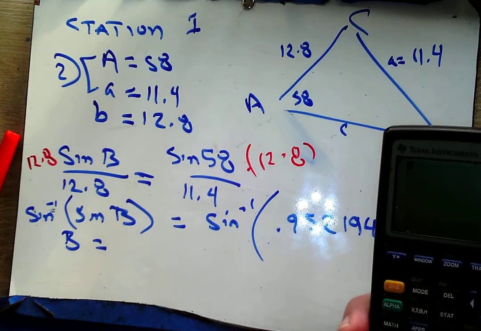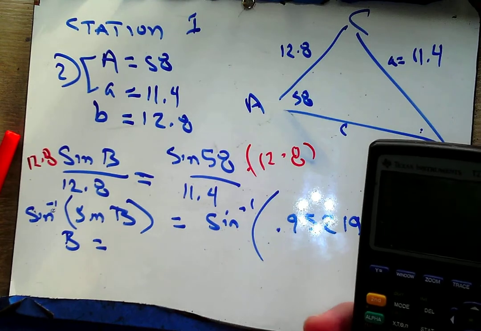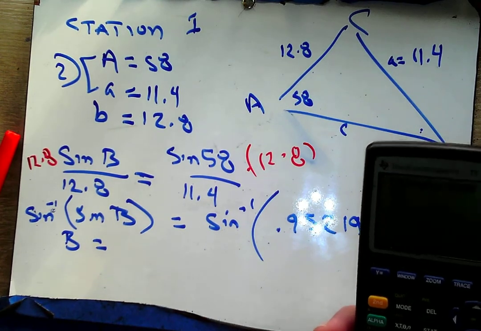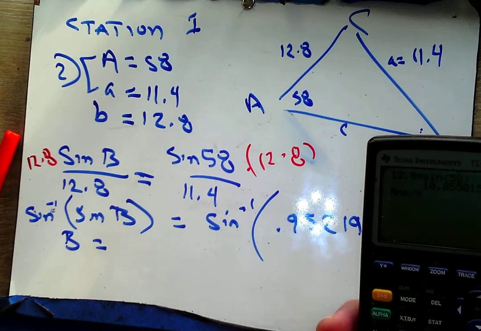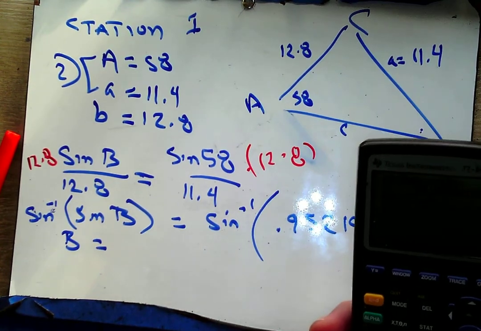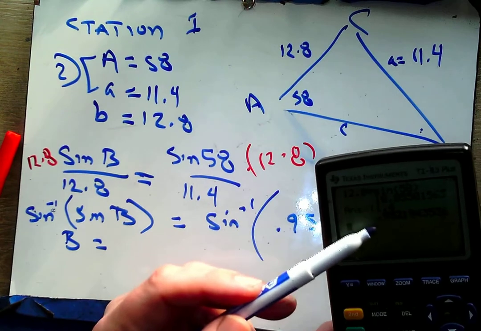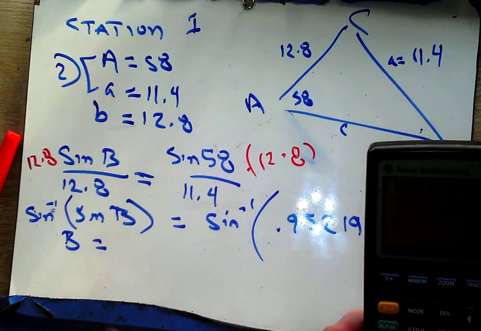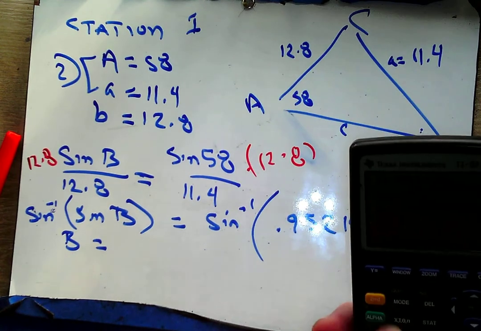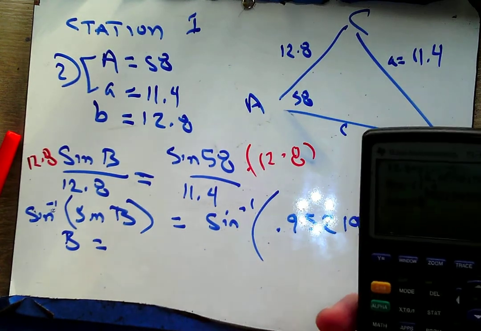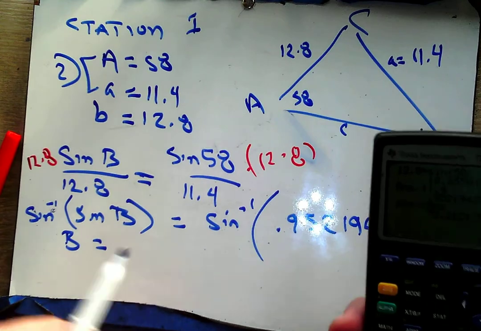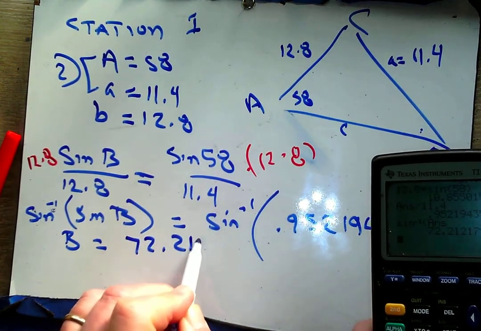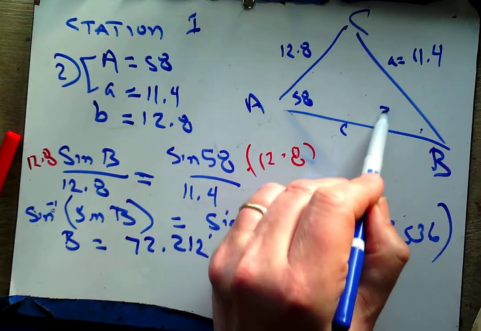Let's try again. 12.8 times sine of 58 divided by 11.4. Okay, so yeah, I can have a sine value that's 0.95. I just can't have anything bigger than 1. So let's see what happens. Inverse sine, second answer. Okay, I got that b is 72.212 degrees.